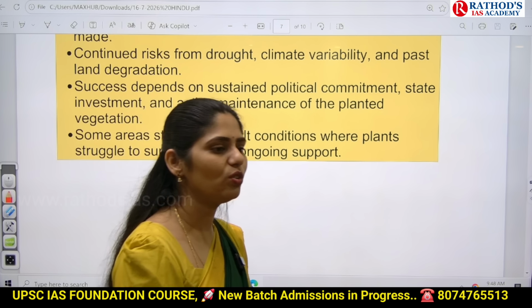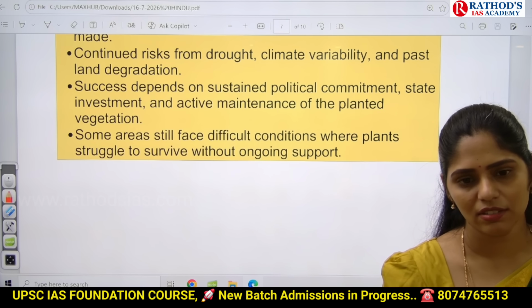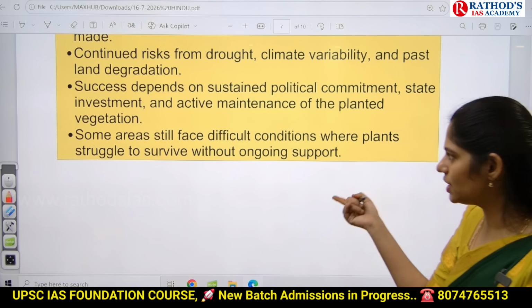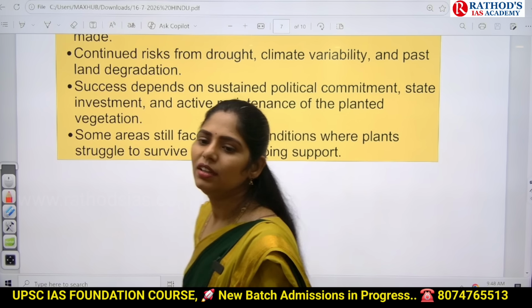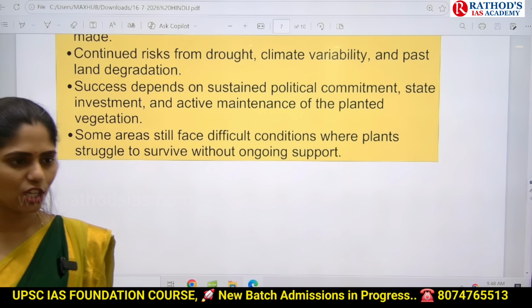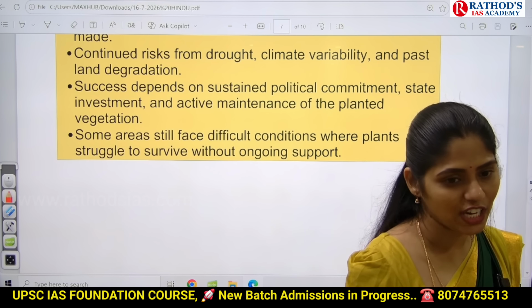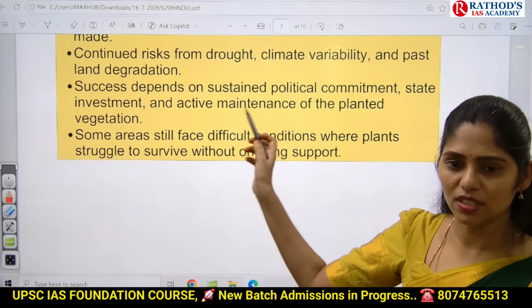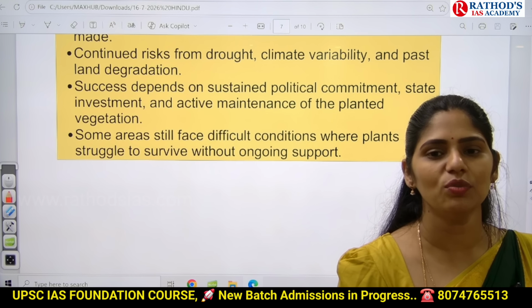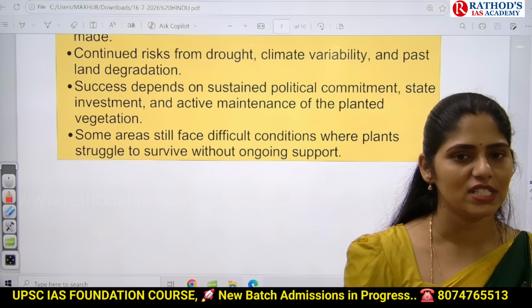You have to make a note of similar projects in different parts of our country. You can use this as an example in an answer wherever you are writing about how to control desertification, because we have the United Nations Convention on Desertification also. Because of this, the article will become very important while giving examples or measures to control the desertification problem.